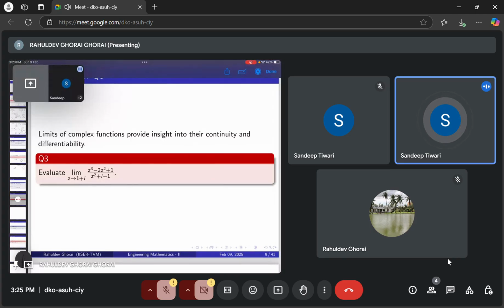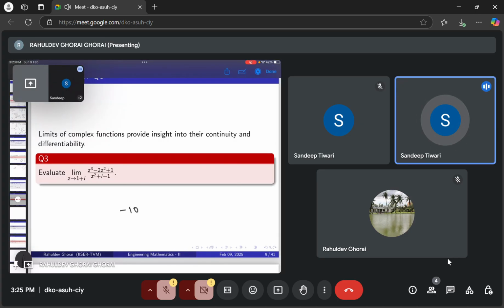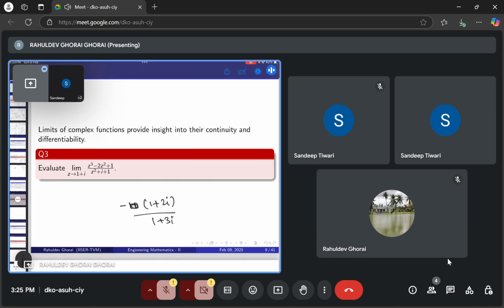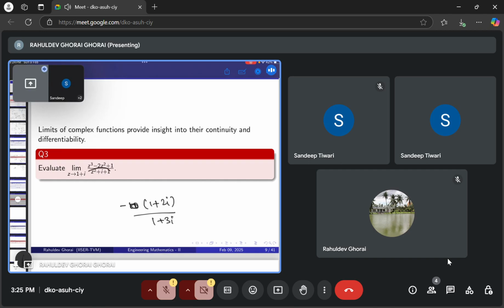Minus times 1 plus 2i upon 1 plus 3i. Sorry, minus minus 1 plus 2i divided by 1 plus 3i. Okay, so how do you do it? Just put the 1 plus i value in this limit, in this function. Yes, sir. Because the denominator won't be 0, right? The numerator won't be 0.